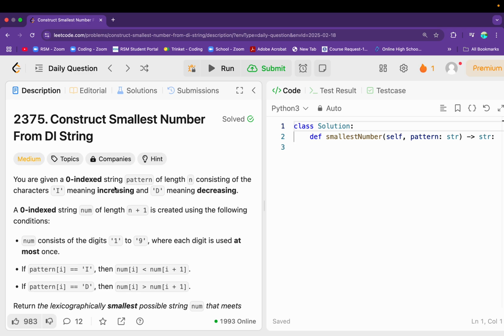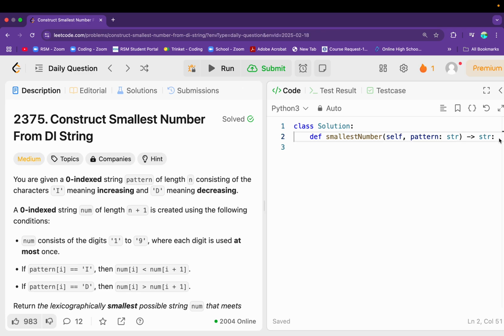The main idea of that solution is to push the numbers onto the stack whenever we encounter an I, or increasing, and whenever we encounter an increasing, we want to then pop all the elements from the stack at that current iteration and append them to the result. That always makes sure that we have the smallest order. So now let's go ahead and get into the code here and see how that solution actually plays out and works in real time.